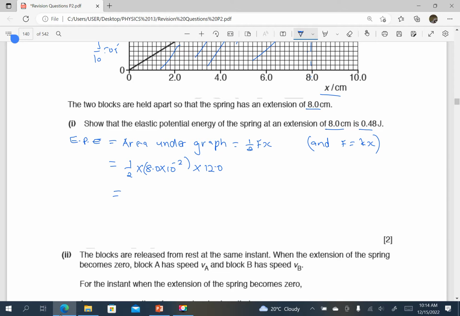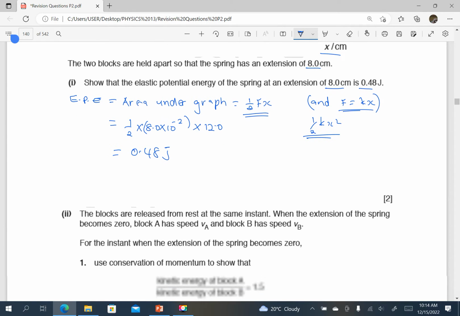And straight away I'm getting exactly 0.48 joules. You could use the formula a half kx squared, or you could use a half Fx, but this is directly the area under the graph. Unfortunately, since you don't know k, you may not use this directly. It would necessitate you again to first find k, which is again using this formula here. So that is a wastage of time.